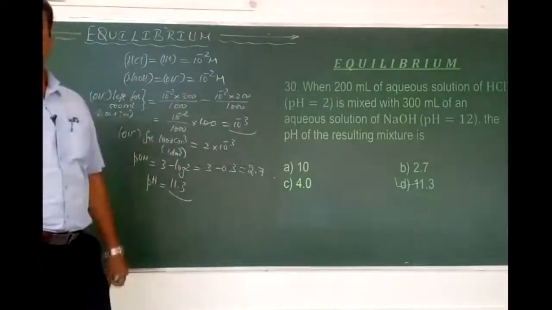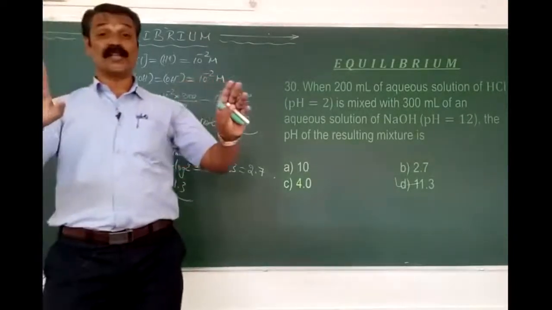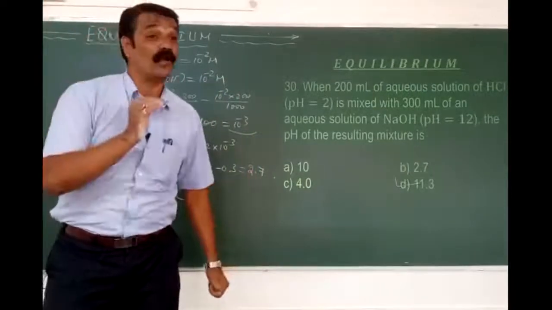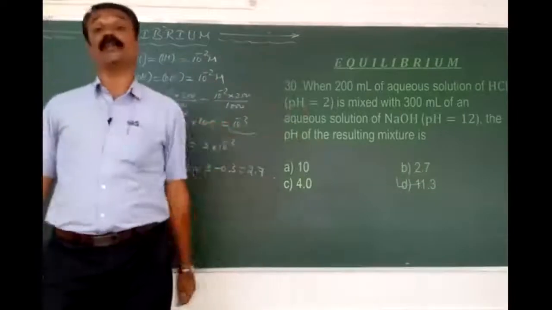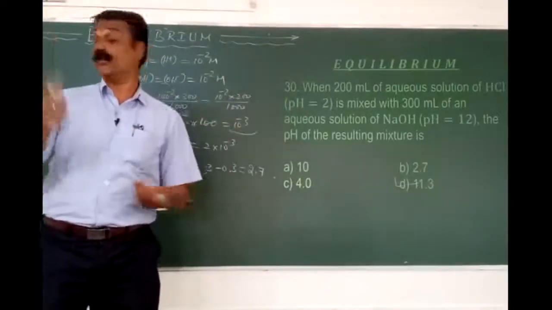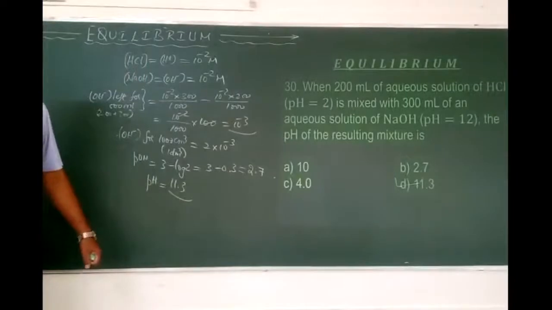So that is the detailed calculation. But according to the concept, both the concentrations are the same. NaOH volume is more compared to that of HCl. Therefore, the solution is more basic. If the solution is more basic, we readily get the answer in the form of 11.3. That is basic. Okay. Next.